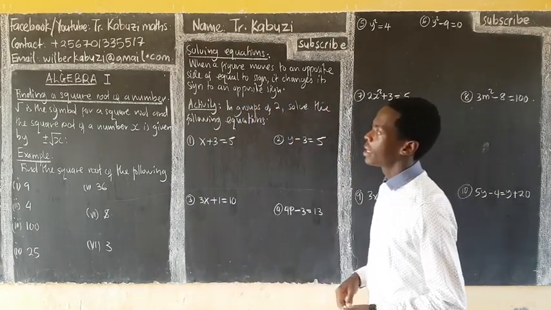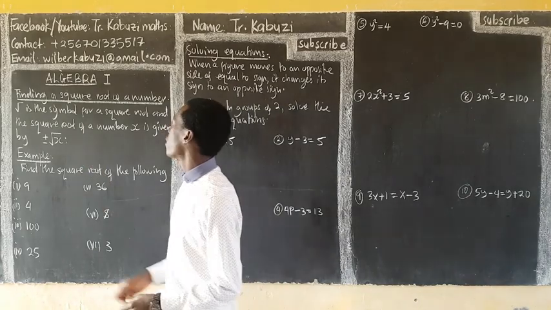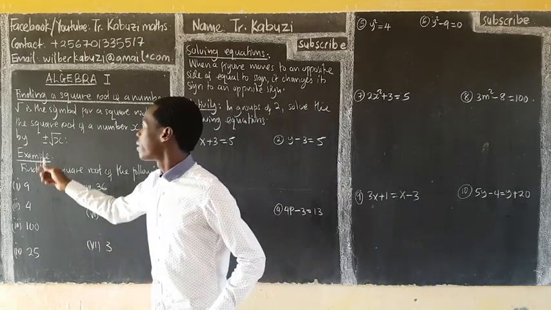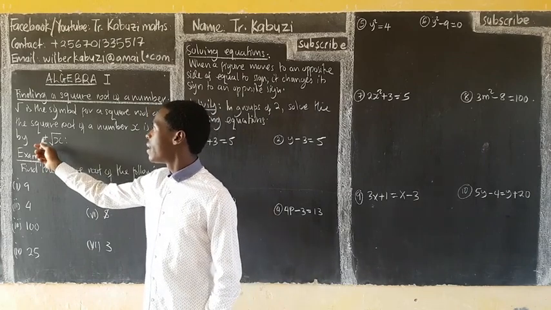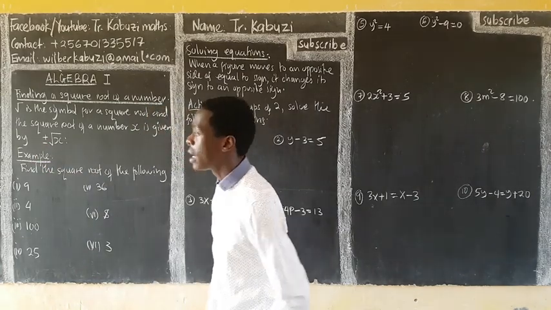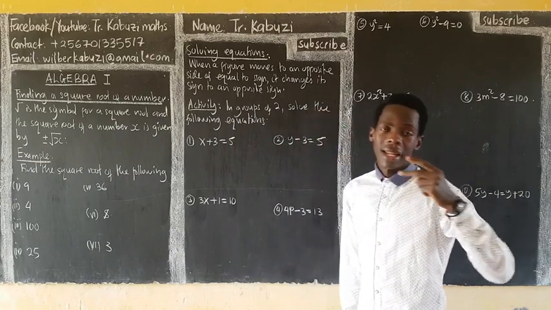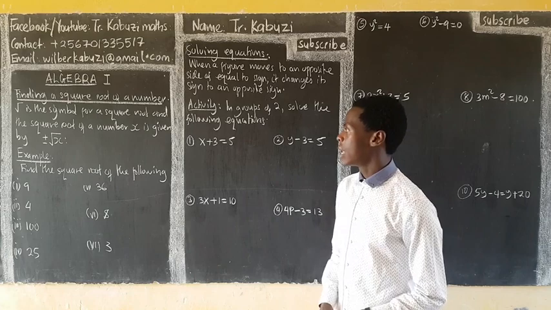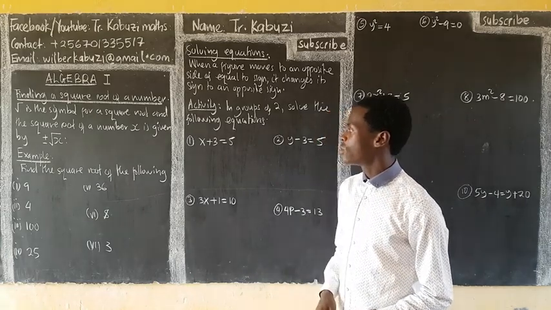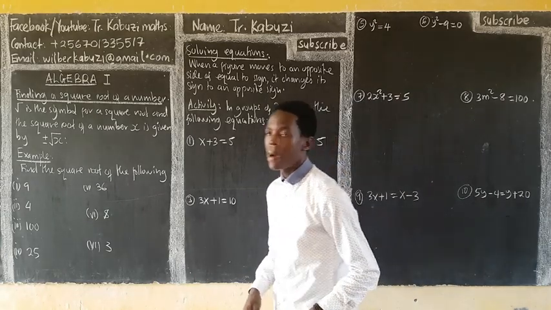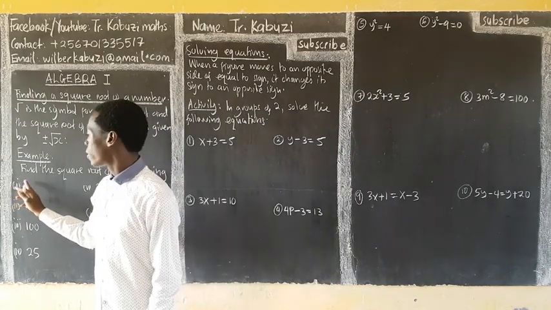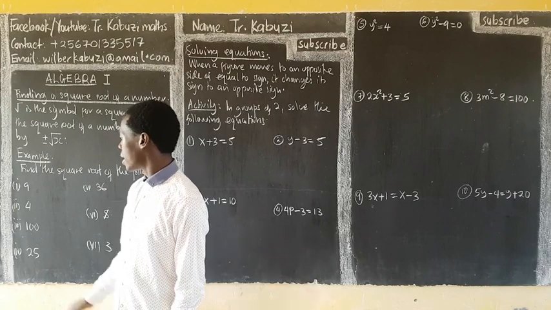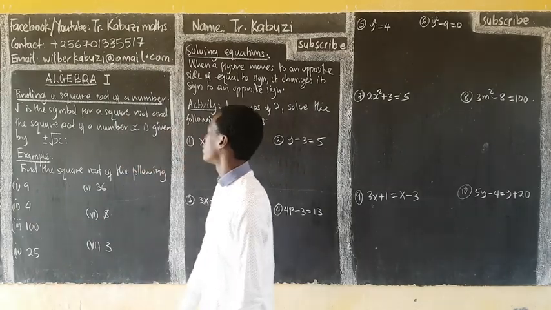So root is a symbol for a square root, and if you get a square root of a number x, you always get the plus or minus. So the square root of a number always has two signs. That means it gives you two numbers. So find the square root of the following. Now members, whenever you get a square root, don't forget to put two signs in front of the number you get. So that is the idea here.